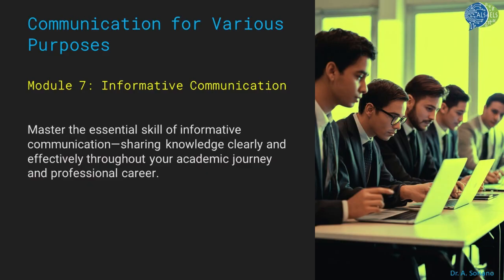As you can see from our title, Communication for Various Purposes, this is a broad field, but today we are zeroing in on one of its most fundamental pillars. The main goal of this module is to help you master the essential skill of sharing knowledge clearly and effectively. This isn't just an academic exercise, it's a skill that will be crucial throughout your university life and, more importantly, in your future professional careers, no matter which field you pursue.